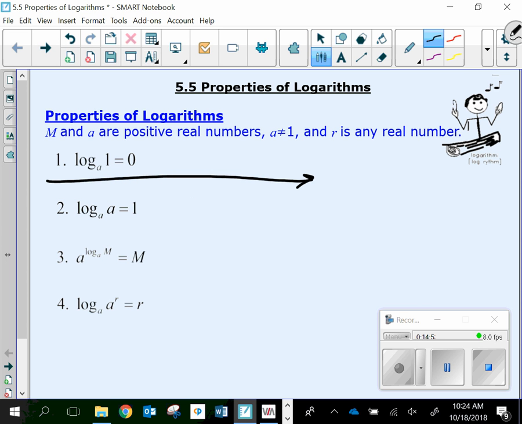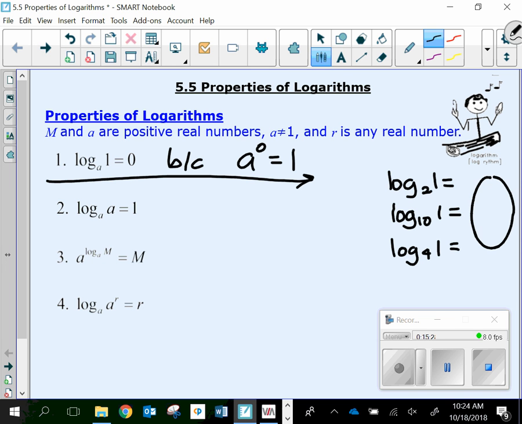Log base A of 1 equals 0, any base. Why would that be? Because anything to the 0 power is 1. It's just a quick switch. So, why am I telling you this is a property when you could figure it out? Well, because you could do it first. If this is 2, any base, okay, they're all 0. Even ln is 0, because remember that's base E. So that's 0. That's the first property. Again, you can figure it out, but I'm trying to save you some time. If you know the properties, you will get there quickly.